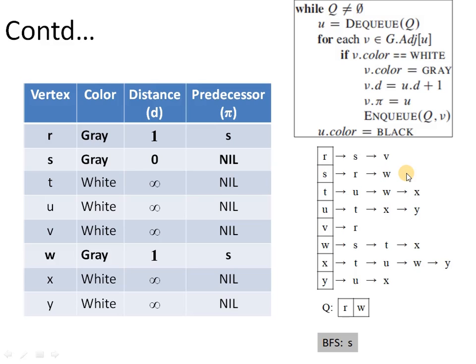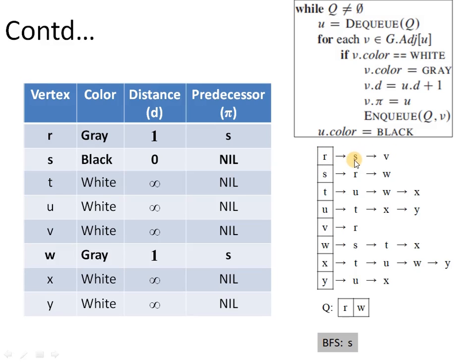So what we have to do now is recolor S to black. After the execution of steps for the two vertices, we have to color S to black. So we have to change the color to black. That means we are done with the vertex S in the graph. Next, the same process will be repeated for all the other vertices in the Q. So R will be DQ'd, and then we will visit the linked list corresponding to R.